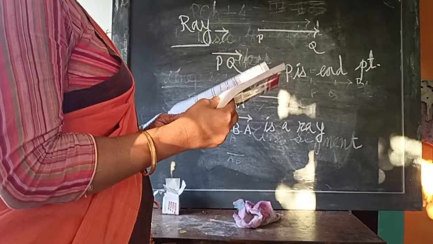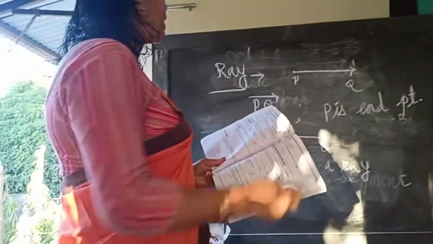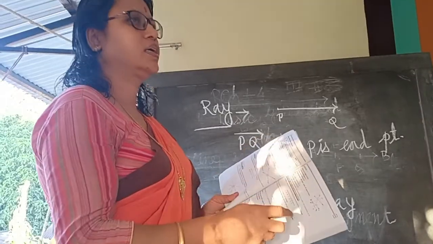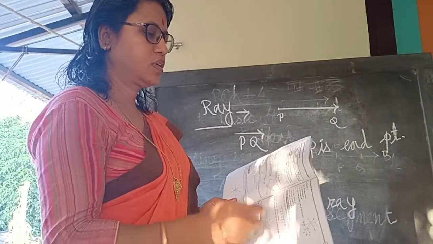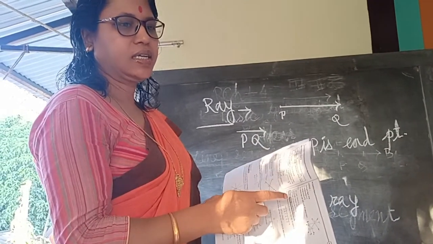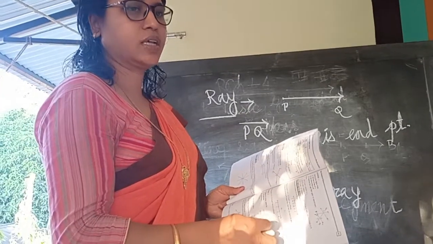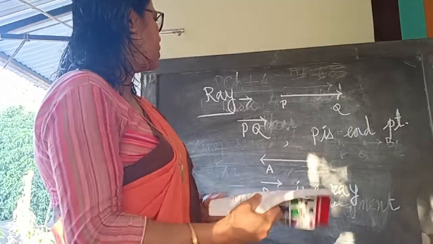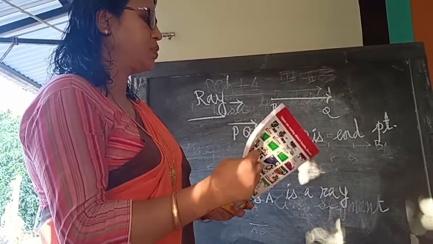Now we learn about the differences between line segment, line and ray. Line segment has a definite length. That means a line segment can be measured. A line cannot be measured. That means it has no definite length. A ray cannot be measured. That means it has no definite length.